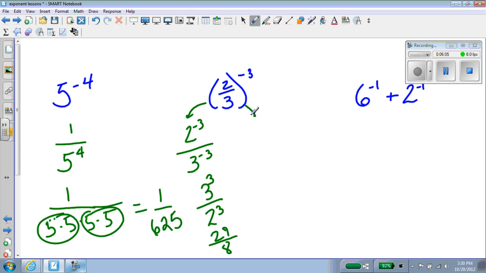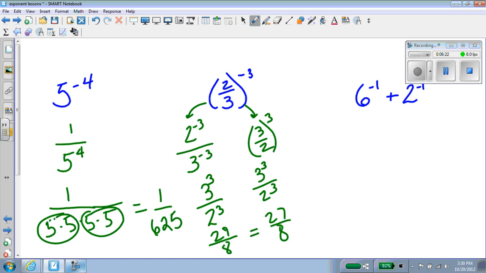Or I could say, oh, well, this should be 3 over 2 to the third, right? The reciprocal, which would be 3 to the third over 2 to the third, which would be 27 over 8. So either way, the answer is the same.